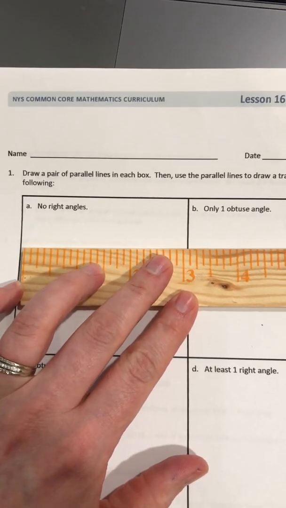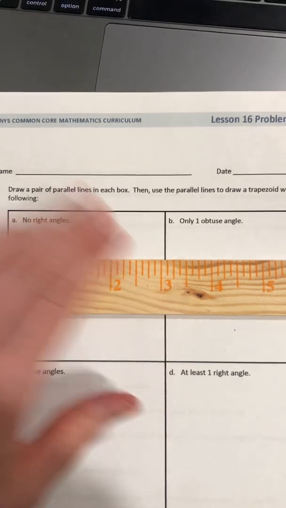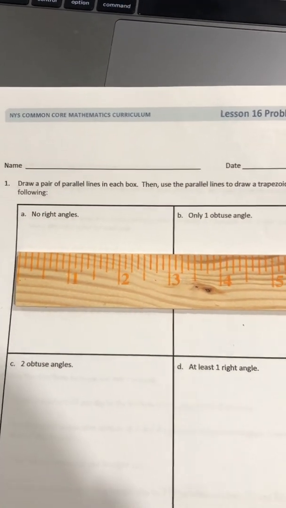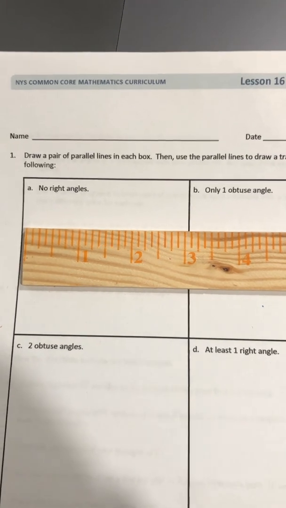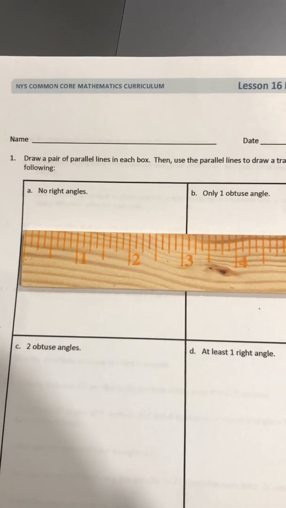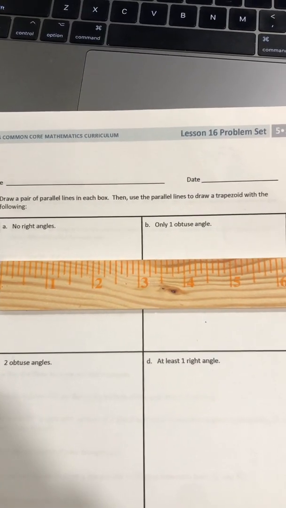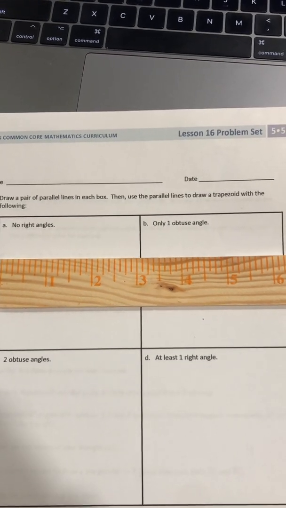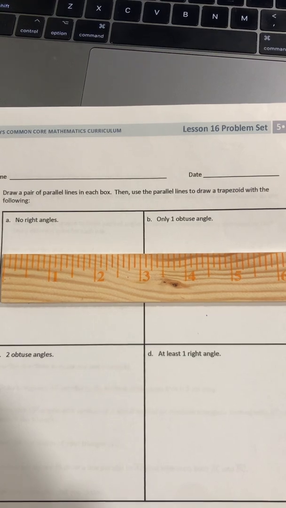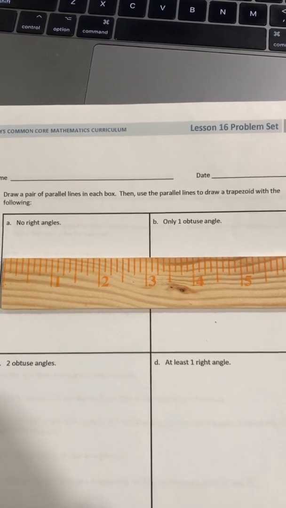Find something that works. We all have the edge of a piece of paper. Many of you got binders or folders that all of your work came in. Use one of those. It's not going to hurt. Okay, so we are going to talk a little bit about the directions. It says draw a pair of parallel lines in each box. Then use the parallel lines to draw a trapezoid with the following.